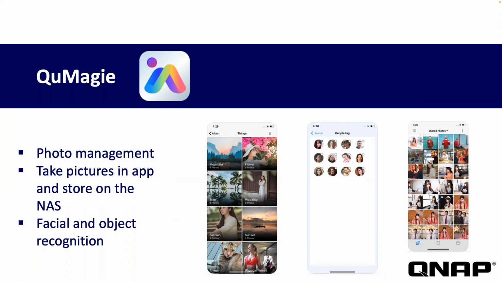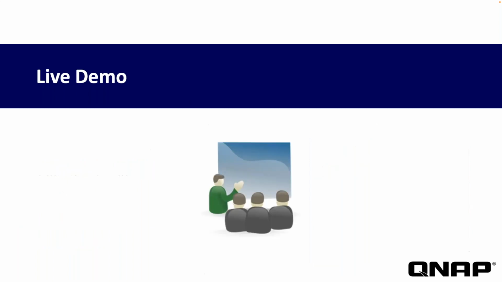Additionally, QNAP has an app dedicated to photo management and backup. Like Qfile Pro, QuMagie supports automatic backup, but even goes a step further, allowing you to take a photo from the QuMagie app and upload directly to the NAS without keeping it on your phone. This can be a great feature if you're trying to save space on your mobile device. Additionally, QuMagie integrates facial and object recognition to help you sort, manage, and find your photos.